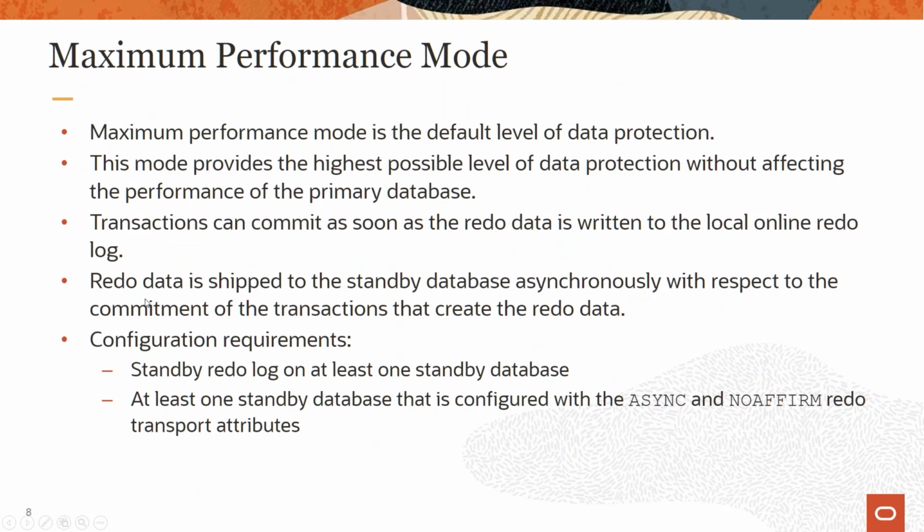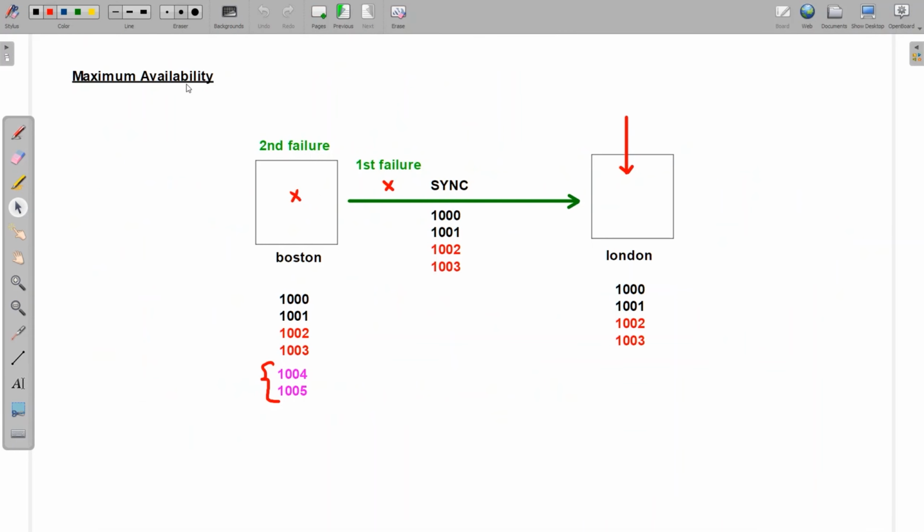Now let's talk about maximum performance. So I'm going to show you the whiteboard again. This time I'm going to leverage the copy of the whiteboard work. So maximum performance. With maximum performance, the required redo shipping is the asynchronous redo transfer service.